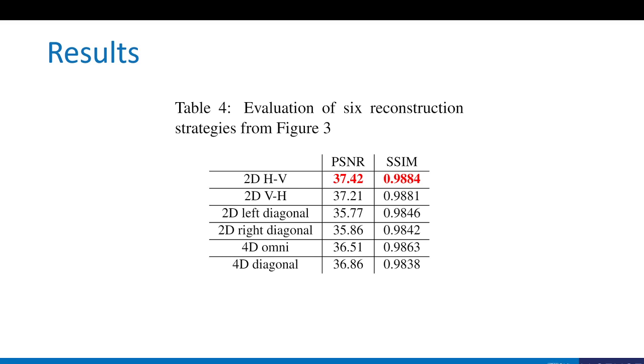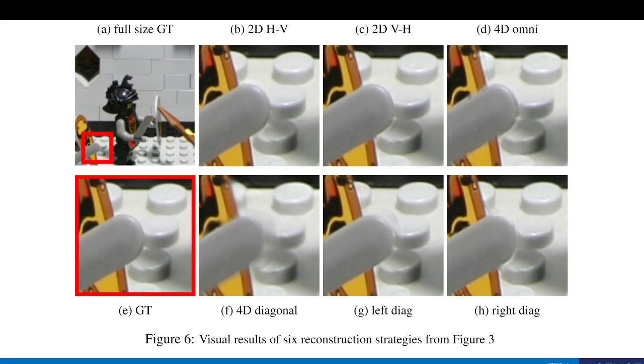And here the results of sparse light field reconstruction strategies are shown in this table. As we can see, 2D HV performs best, as it accumulates less error than other strategies with two stages, while it also has a smaller distance between input views compared to direct diagonal strategies. The visual results of reconstruction strategies are also presented in this figure. We can see 2D HV has the best visual results. Some occlusion artifacts around the tip of the sword can be observed easily in those three diagonal strategies.